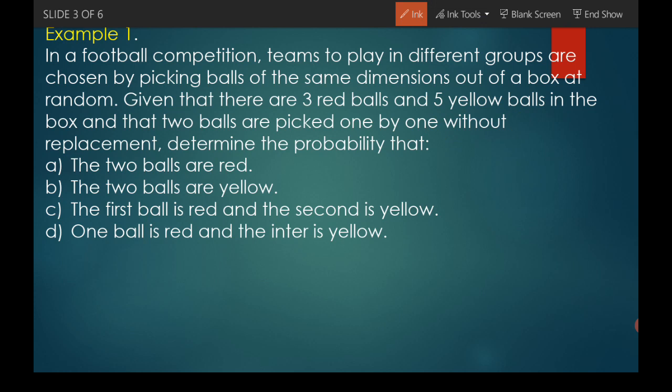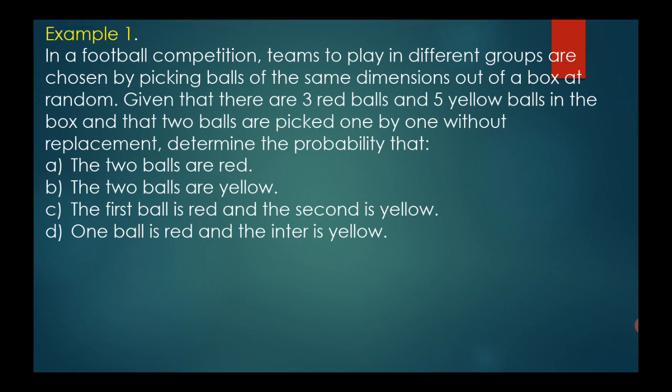That's the first part. Part B, that the 2 balls picked are yellow. And then part C, that the first is red and the second is yellow. And then lastly, part D, that one ball is red and the other ball is yellow. So that is the question that we have, without replacement. So we can solve this question using a probability tree diagram.